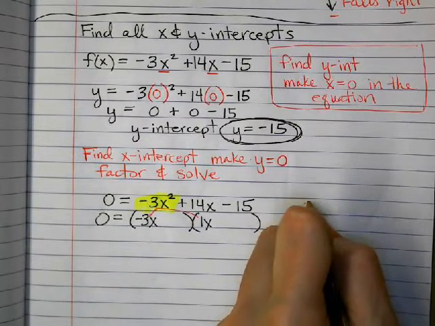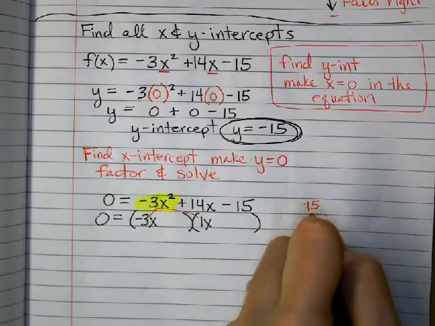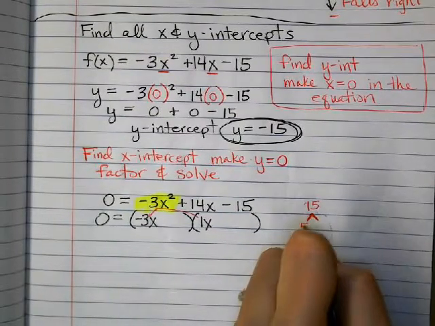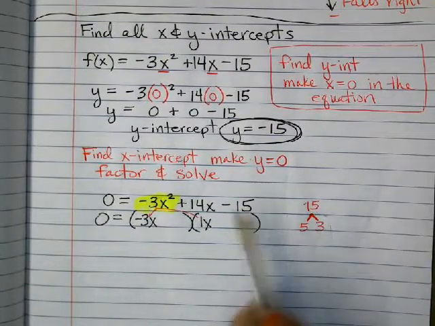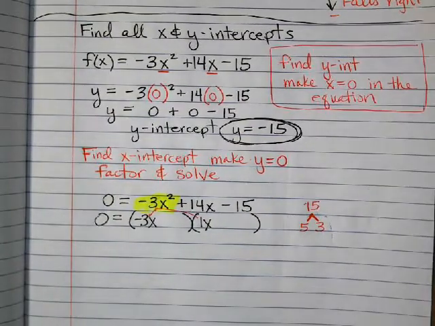What times what makes 15? 5 times 3 is 15. The last number is 5 times 3. Okay, so we got to put those numbers into here.